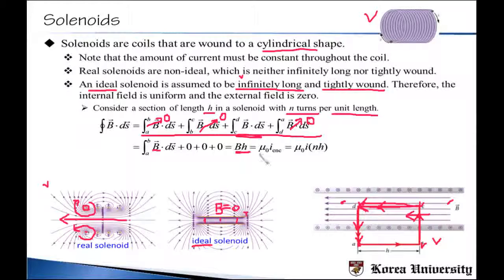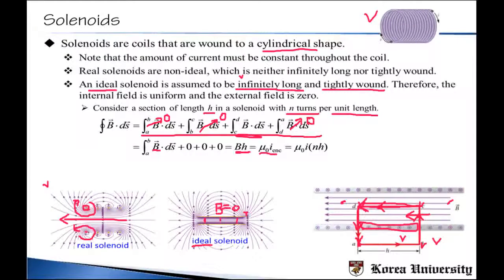and according to the Ampere's law, this is equal to the magnetic permeability constant multiplied by the enclosed current. So how much current is enclosed inside this Amperian loop? Of course, according to the figure, it's this much. And then, in fact, this looks like a tube, but in fact, in reality, this is not a tube.